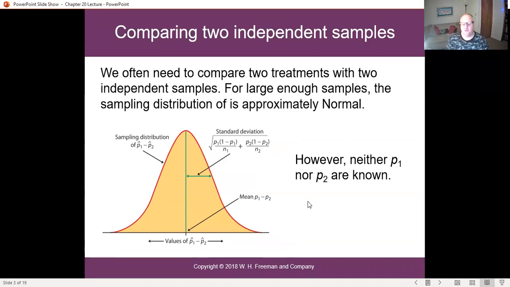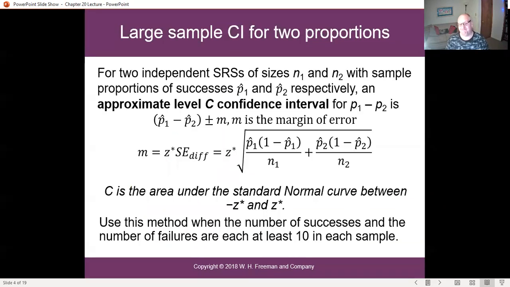Remember, we don't know p1 or p2, and recall p itself is the proportion of the entire population. What we are finding is p-hat, and when we do estimates, we like to use p-tilde, but p itself is the proportion of the whole population. So here, what we're trying to say is that in this situation, we don't know what the proportion of the entire population is. So it's going to have to be something of an estimate.